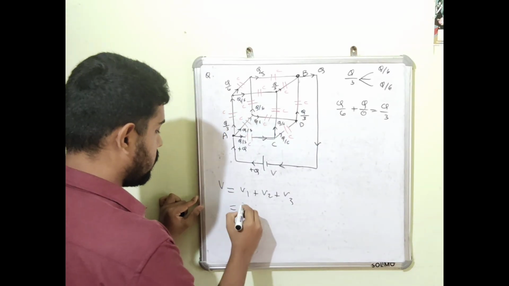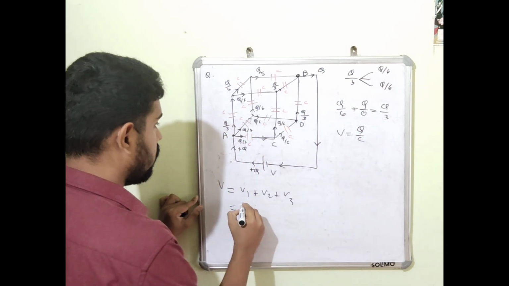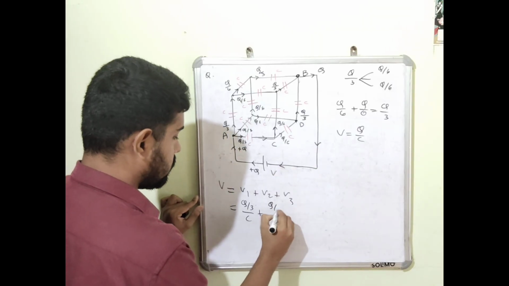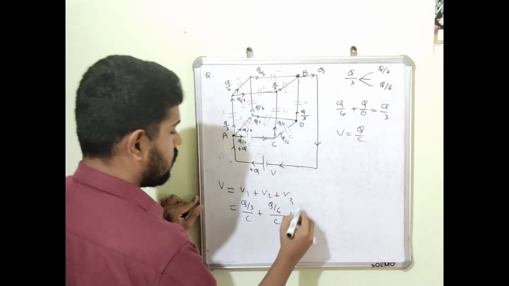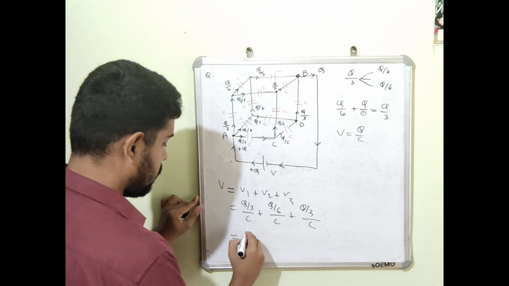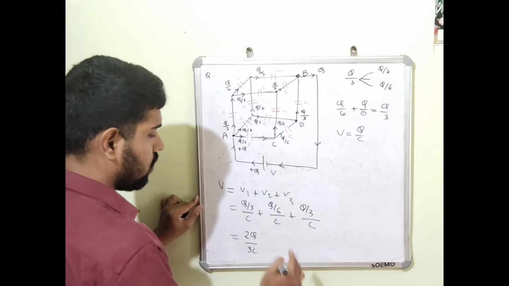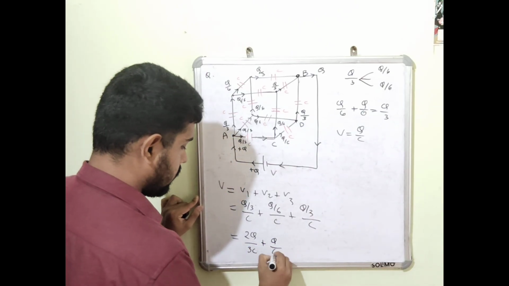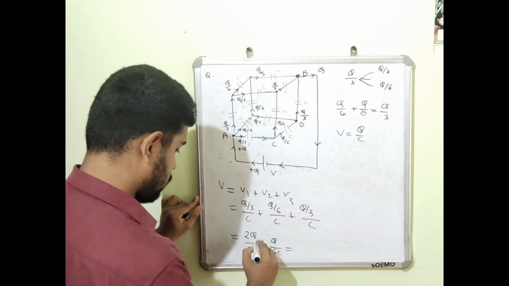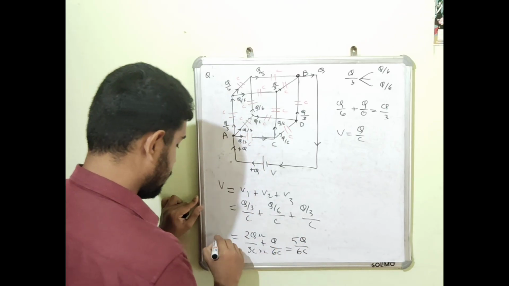For V1 we can write charge by capacitance, since V equals Q by C. So here the charge is Q by 3, giving Q by 3 by C. For V2, the charge is Q by 6, so Q by 6 by C. For V3, Q by 3 by C. So Q by 3 by C plus Q by 3 by C is 2Q by 3C. We can write this denominator and this denominator in a common way, with Q by 6C. On solving, we get 5Q by 6C as V.